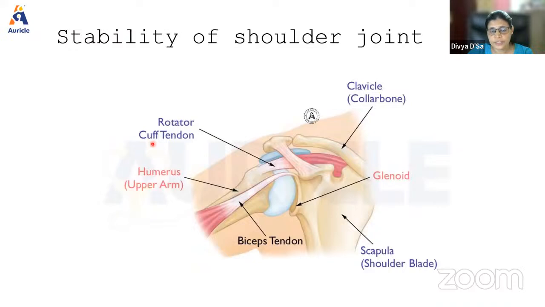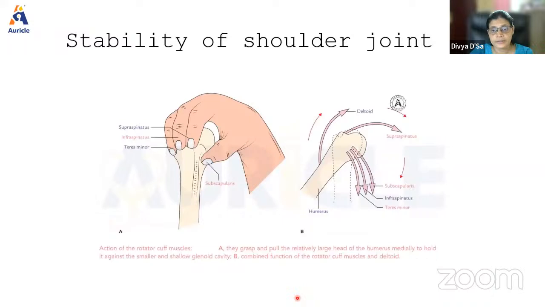So, stability of the joint. The stability of the joint is provided by the muscles around the joint, that is the rotator cuff muscles. The rotator cuff muscles are supraspinatus, infraspinatus, teres minor, and the subscapularis. All of them form the rotator cuff, which will provide support. The muscles are present all around, attached to the greater as well as the lesser tubercle around the joint, so they give stability to the joint.